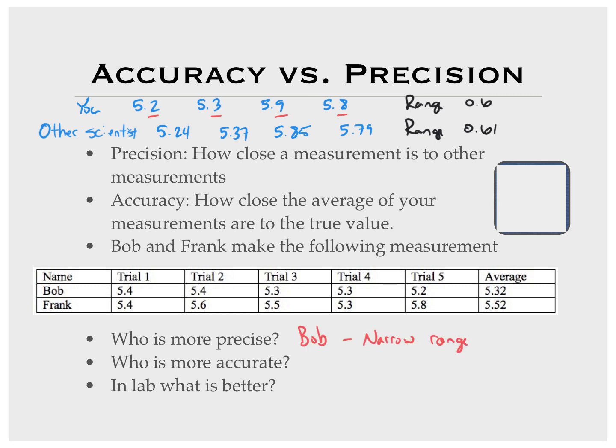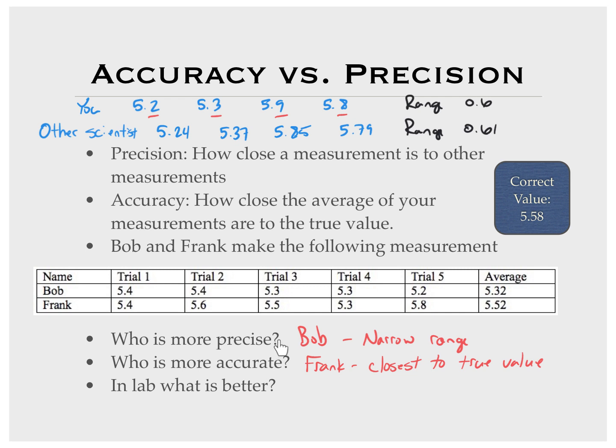Now, who is more accurate? Well, we've got the averages down here. What you'll notice is that those two averages aren't necessarily all that close to each other. Now, underneath this gray box right here, I have the accepted answer, the true value. The true value is 5.58, and based on whose average is closer to that, then Frank appears to be more accurate.